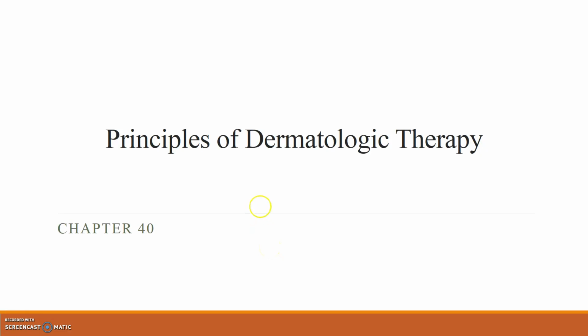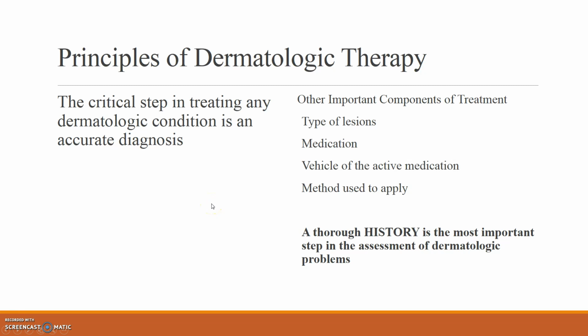Chapter 40 is about the principles of dermatologic therapy. The critical step in treating any dermatologic condition is an accurate diagnosis. However, there are other important components when selecting treatment. We have to consider the type of lesion, the medication selection, the vehicle in which that active medication is to be mixed, and the method used to apply.